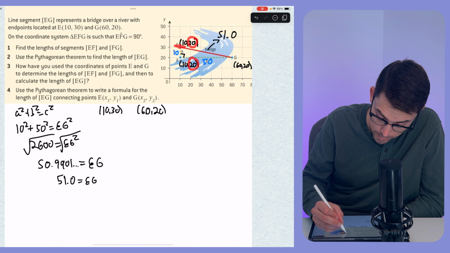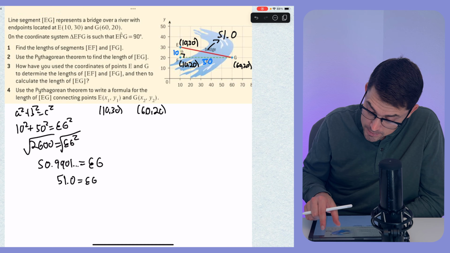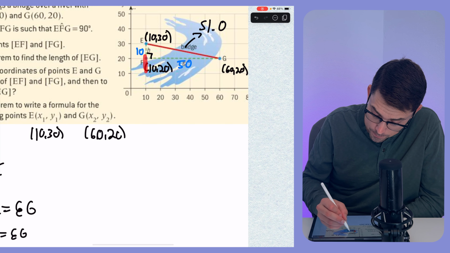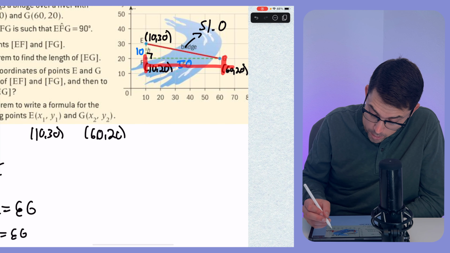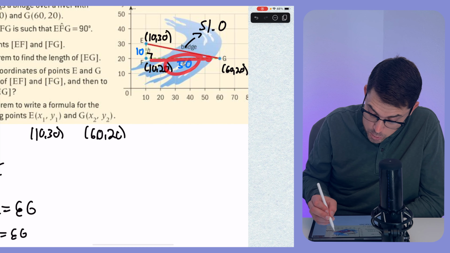I subtracted whatever my y was up here from whatever my y was down here. In this case, 30 minus 20, which gave me a leftover of 10. And then same thing here. If I had 10 here, I had 60 over here. Well, I went from 60, I subtract 10. That's going to give me a distance of 50 in between these two.